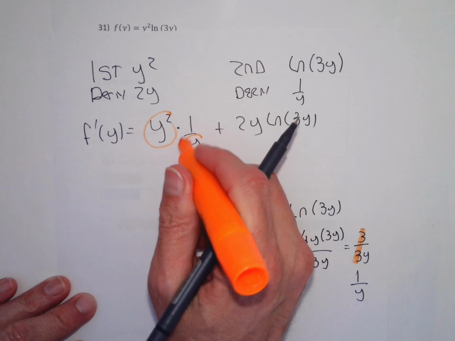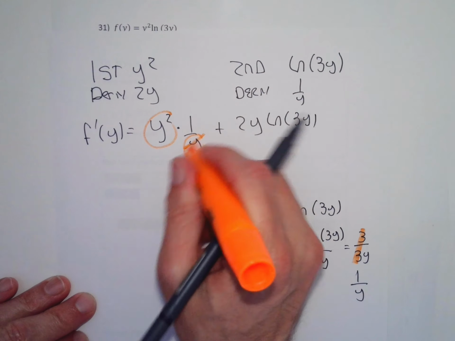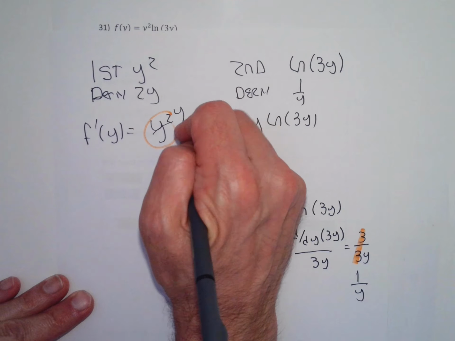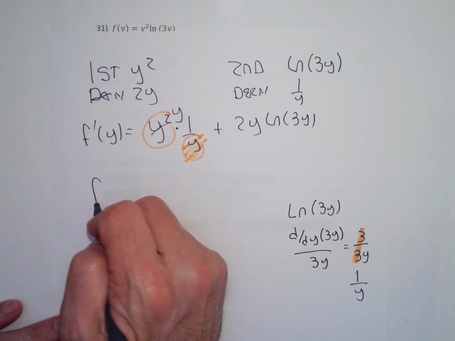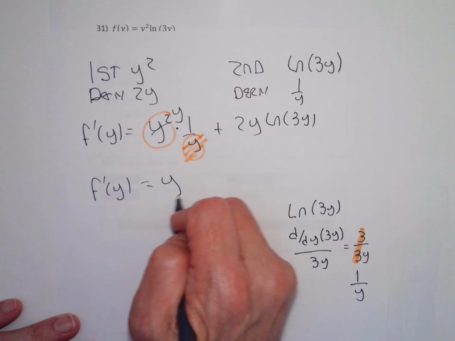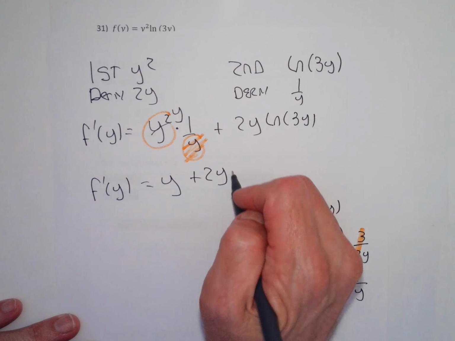This y squared will cancel with this y. The y will go completely away. I'll lose one of the y squareds and just be left with a y. So this canceling gives me y times 1, which is y, plus 2y natural log of 3y.